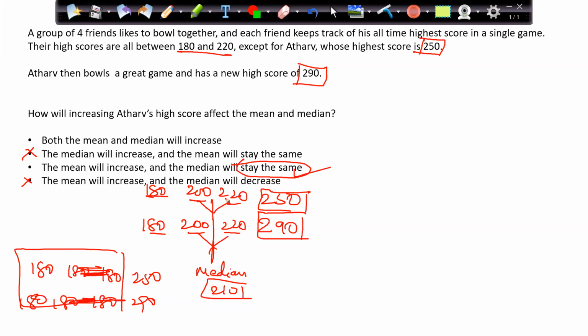How will the mean be impacted? Mean will obviously increase more here, because here I have a bigger outlier, that is 290, right? So my mean will increase and median will stay the same is the correct answer. Both mean and median will increase? Not really, right? Because I have 4 values only and the last value is changing, and my middle 2 values will remain the same because that is not changing. So this option also looks like a wrong option. So this is the only option which is correct.